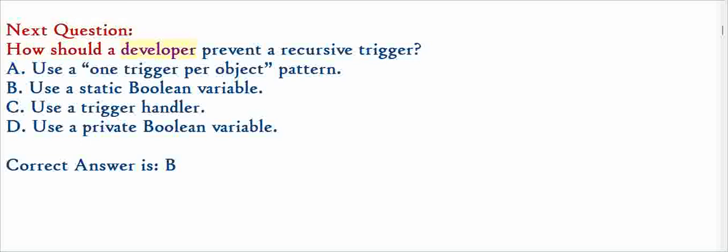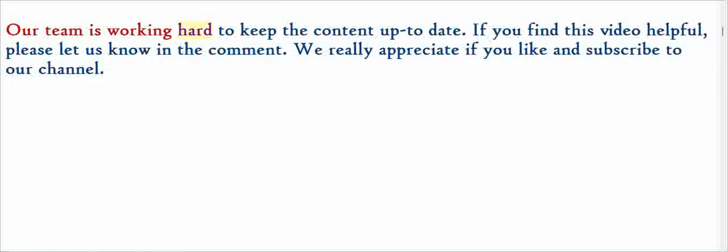Next question. How should a developer prevent a recursive trigger? A. Use a one-trigger-per-object pattern. B. Use a static Boolean variable. C. Use a trigger handler. D. Use a private Boolean variable. Correct answer is B.